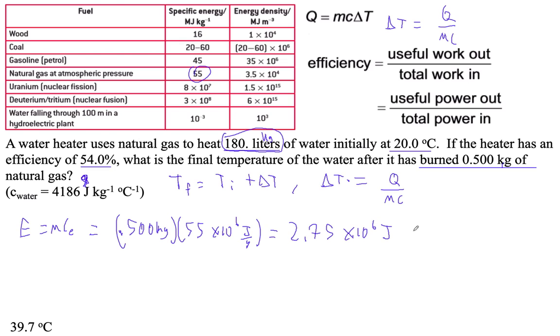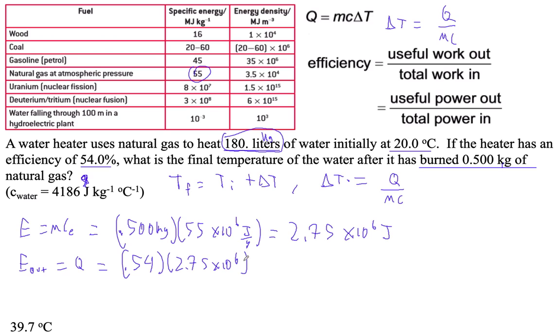All right. So now we know the energy that is released by burning that. And now the heat that goes into the water, this is our output, is going to become our Q. That's going to be 54% of that. That's what 54% efficiency is. So 0.54 times 2.75 times 10 to the 6th.